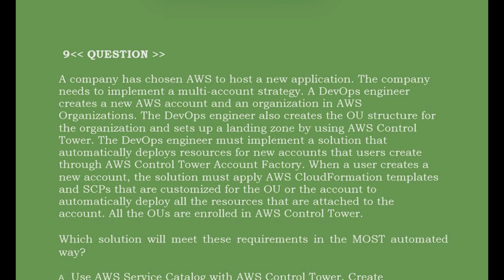When a user creates a new account, the solution must apply AWS CloudFormation templates and SCPs that are customized for the OU or the account to automatically deploy all the resources that are attached to the account. All the OUs are enrolled in AWS Control Tower. Which solution will meet these requirements in the most automated way?